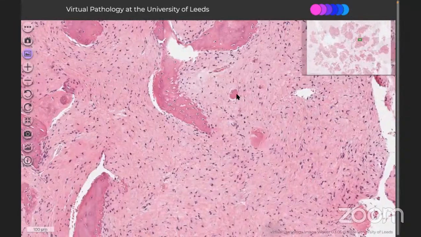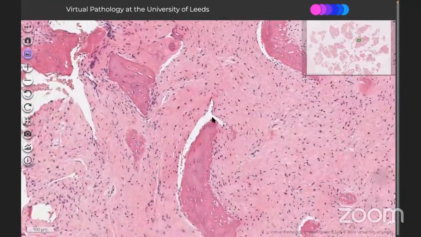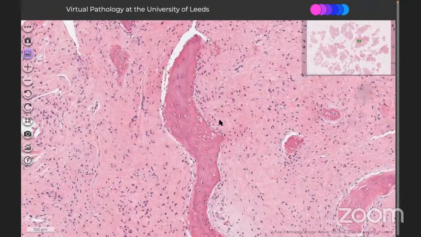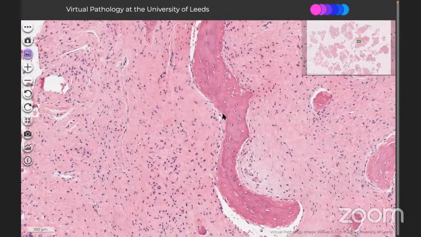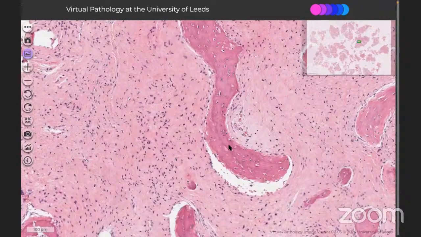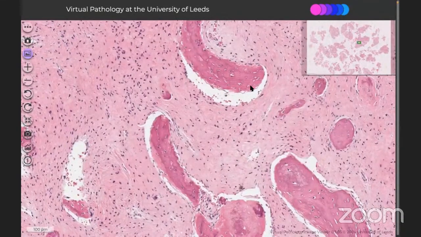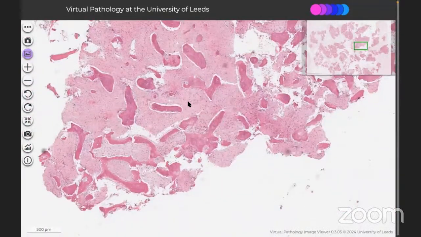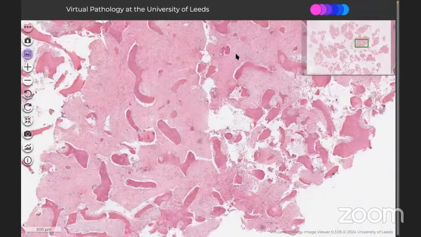So you can expect some areas of mineralization and a junctional line, which is present in any case of old lesion. So this kind of junctional line you can see. So this is a biphasic pattern, and this is quite characteristic for fibrous dysplasia.